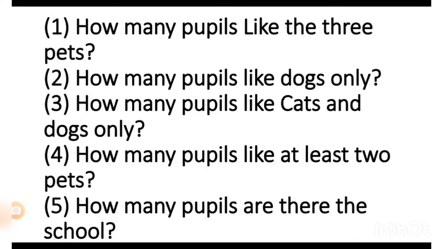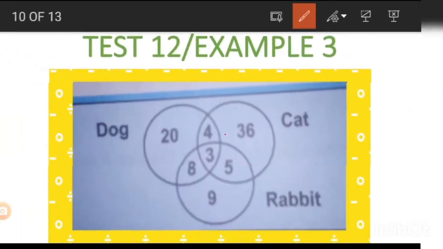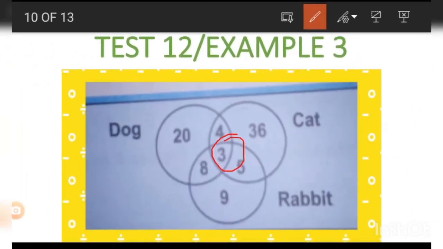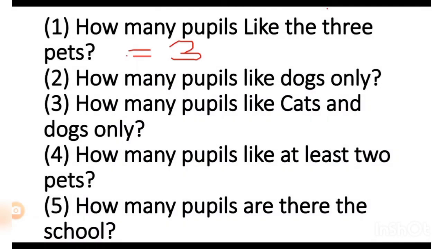Alright. The first one is how many pupils like the 3 pets. Of course, it's the number at the middle where the 3 circles intersect. The number there is 3. So the answer to the first one is 3.